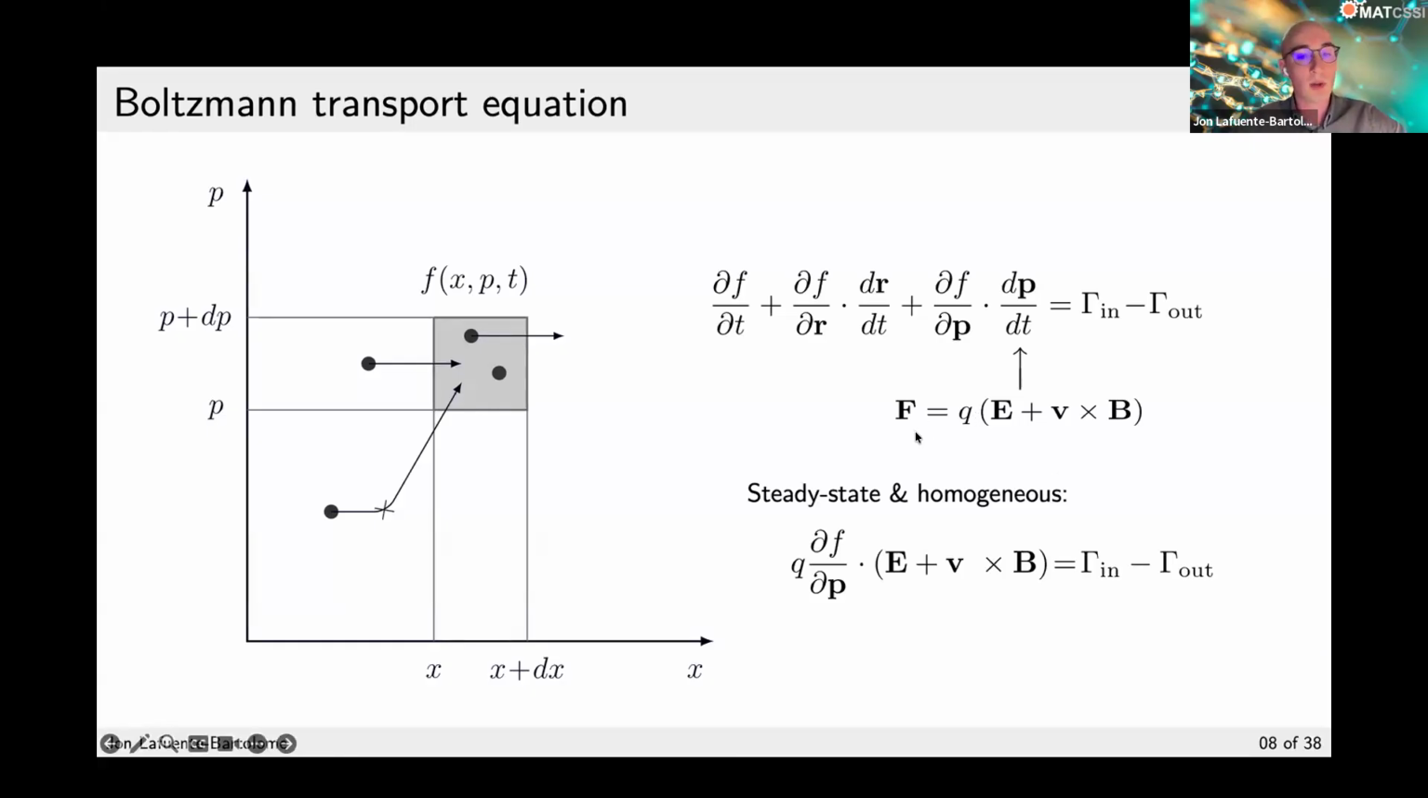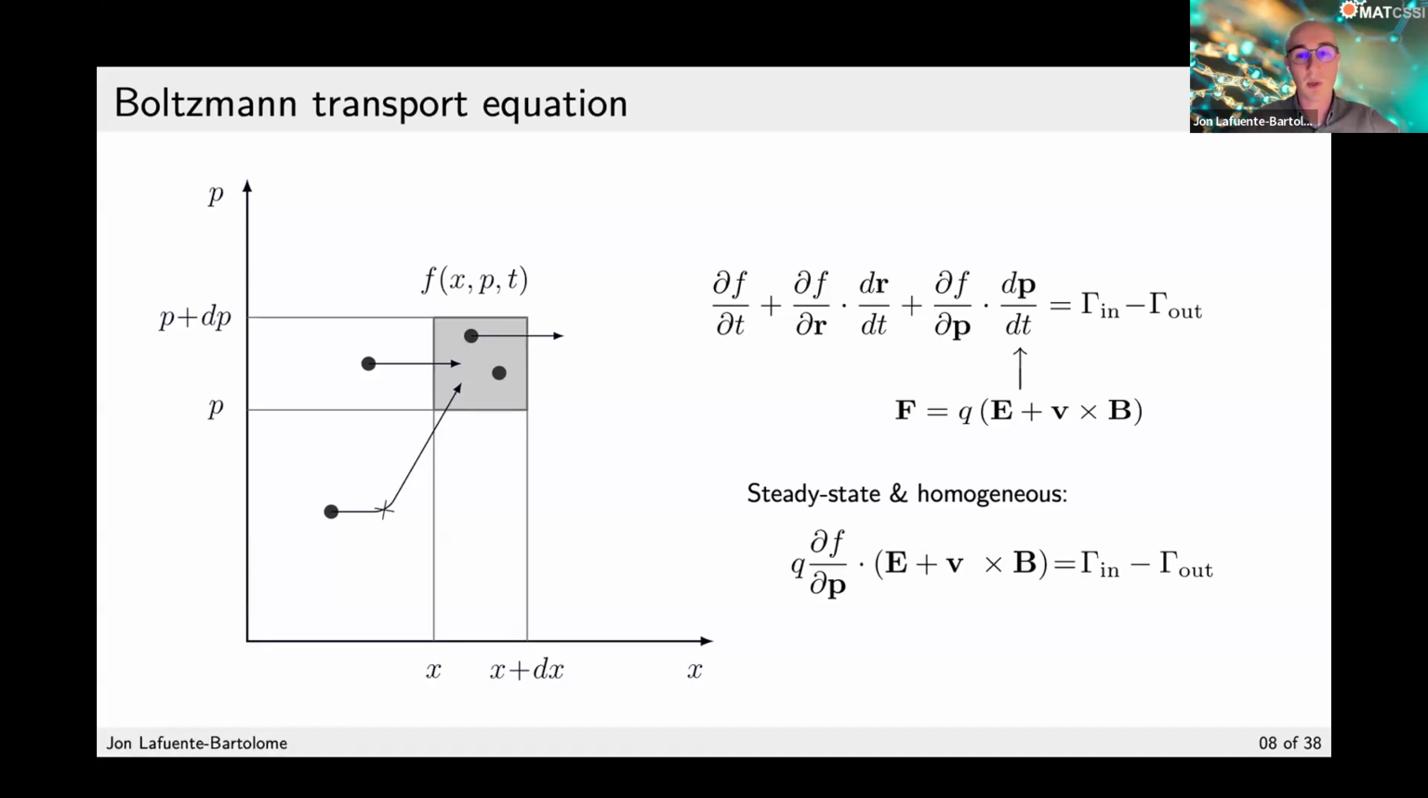And for simplicity, we will only focus on steady state transport, so what happens once everything has gone to equilibrium under this external field. And we will also focus only on homogeneous materials, so we will neglect the spatial dependence of this probability distribution function. After doing that, we see that the Boltzmann transport equation gets simplified to the equation I give in the bottom right of the slide. We will go back to this equation later.